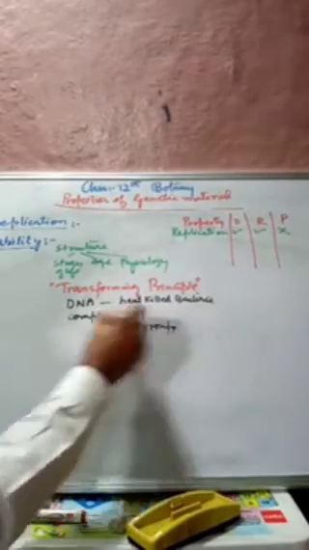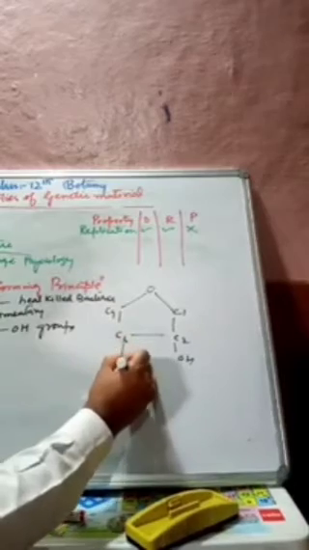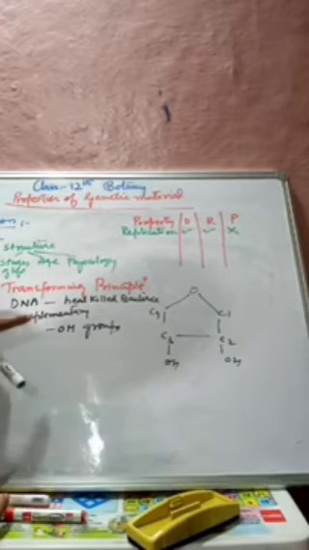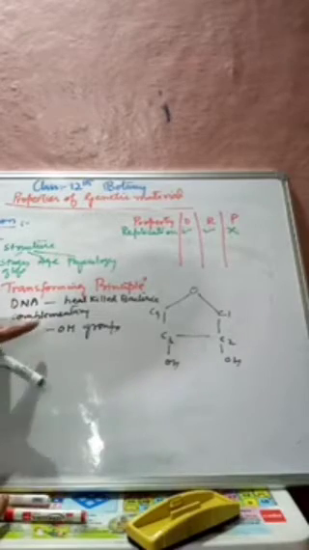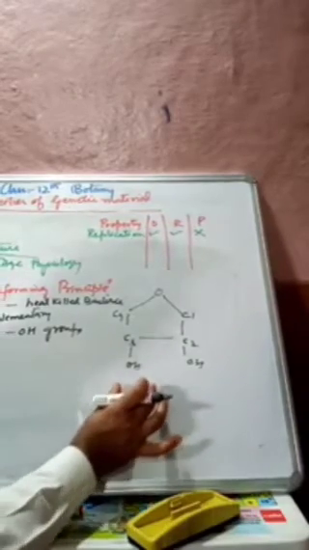It can degrade due to the presence of the 2'OH group. These 2'OH groups are present in the pentose sugar. Here is carbon 1, carbon 2, carbon 3 and carbon 4. So RNA is labile and degradable because of the presence of 2'OH groups in the ribose molecule. Remember this.